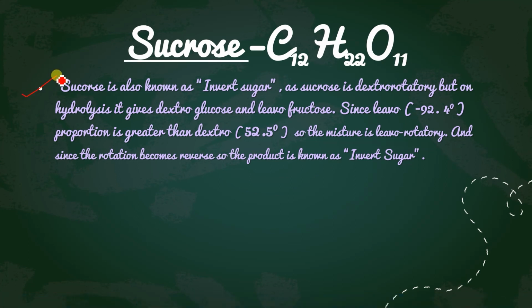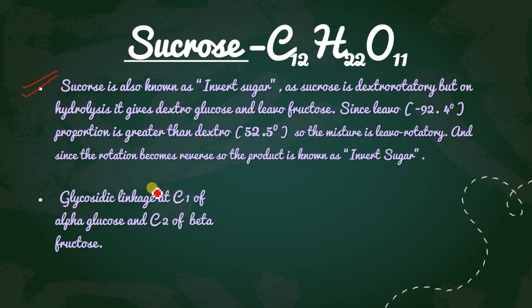Now we will understand how the glycosidic linkage forms. So mark it as a very important question. Now we will understand the glycosidic linkage in this. You should learn that there is a glycosidic linkage between C1 of alpha glucose and C2 of beta fructose. With respect to the board exam, this is not so important and is never asked. But yes, it can be asked in entrance competitive exams. So let's do the structure.